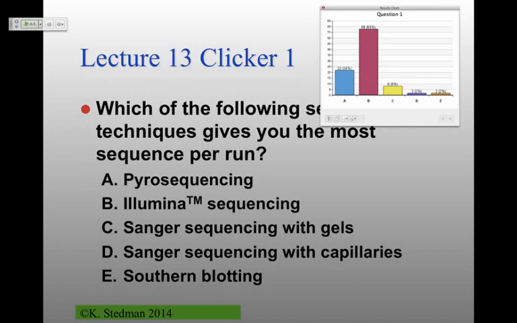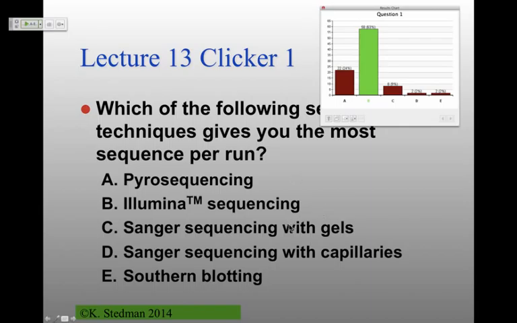Stop. What did we think? Most people seem to think it's the Illumina sequencing. That's correct. It's not in the lecture notes, which are printed, but it's what I said, I think, multiple times in lecture last time. Pyrosequencing per run will give you about 400,000 sequences, which is a heck of a lot of sequence, but Illumina sequencing gives you millions of sequences per run. So that gives you much, much more data to work with.